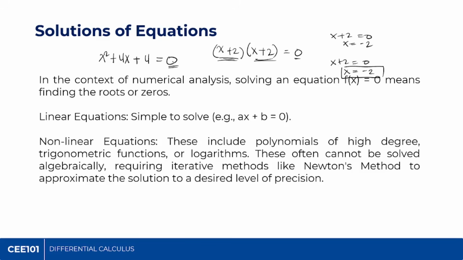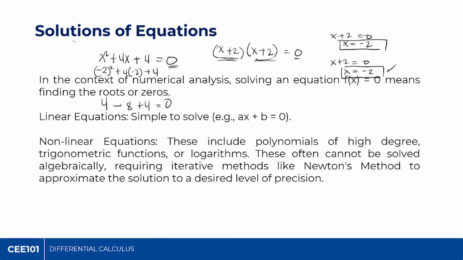Meaning to say, if we substitute the value of x here with negative 2, what will happen is we will get 0. Negative 2 squared becomes positive 4. This becomes negative 8, plus 4. That is obviously, this will cancel, because 4 plus 4 is 8, then negative 8, it becomes 0. So, the root, or the solution of our equation, is negative 2. That is using the analytical method.